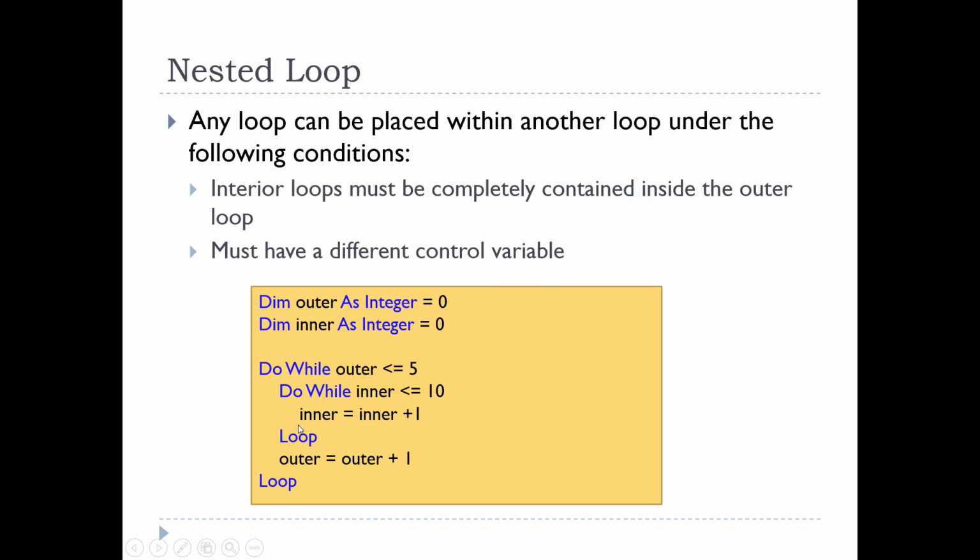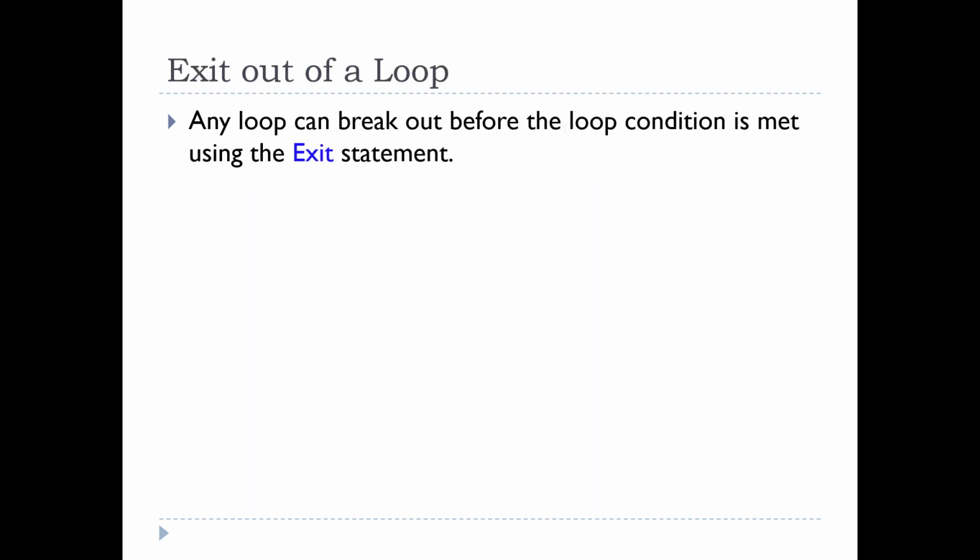So be careful if you want to run this again 10 times, because somewhere in here you have to reset the inner variable to 0 again. So right around here, do while outer is less than 5, inside here before the do while loop, you want to say inner is equal to 0, and so it will run 10 or 11 times. So be careful when you have this nested loop.